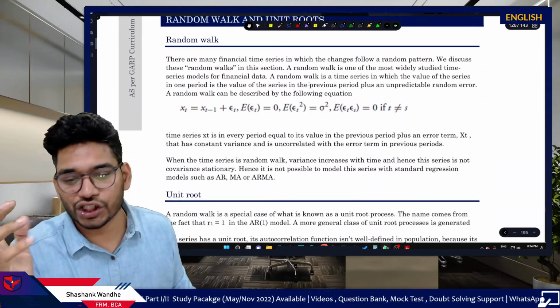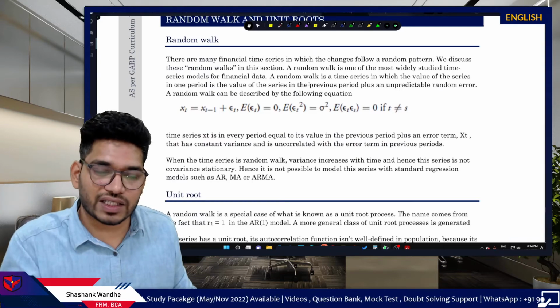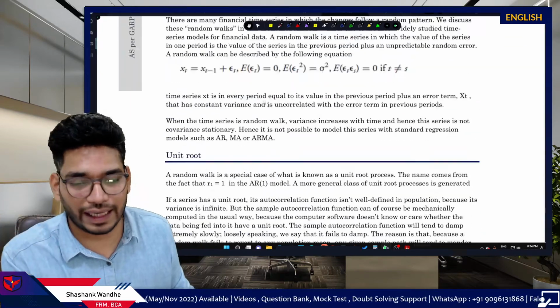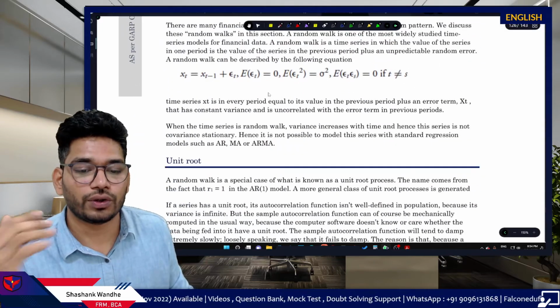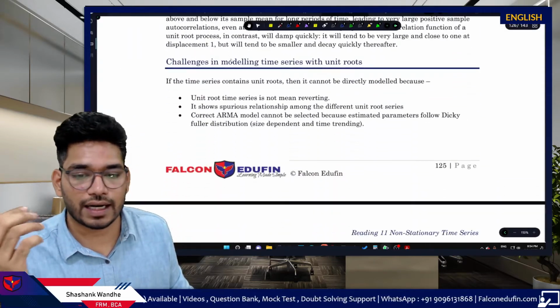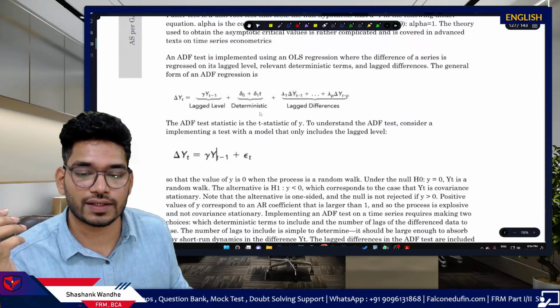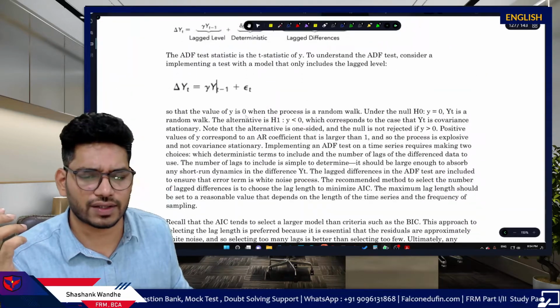Very difficult discussion, even from the pure academic standpoint, but from the real applicability, the real life perspective, it is very easy. So random walk, unit root, you need to understand all the basics of it, and the challenges in modeling unit root. So these are the challenges. Dickey-Fuller test, understand what the Dickey-Fuller test is, and just that's it.